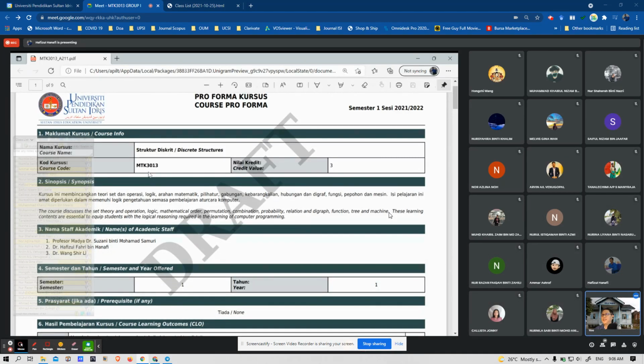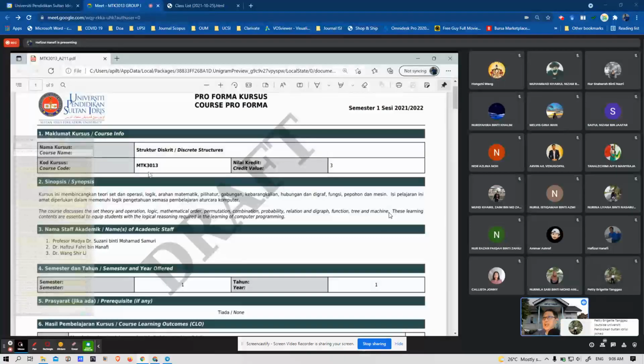Discuss the theory and operation. More or less, we are discussing inferences. Later we see this one, and then we also discuss the mathematical functions and statements, and then syntax and semantics. After that, we have permutation and combination.